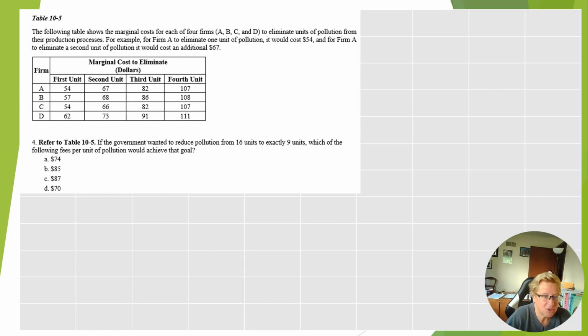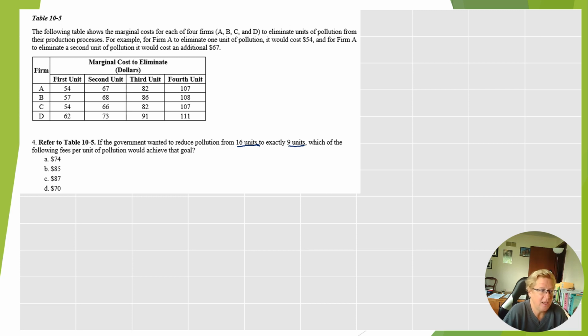So here's our marginal cost. We want to go from 16, and if you count the cells in this table, you're going to see that they equal 16. So this is the current state, to exactly 9 units. Which of the following would achieve this goal? This is really a cost-benefit problem. So at $74, if the cost is less than that, we're not going to line it out. If it is greater than that, we're going to line out the cost.